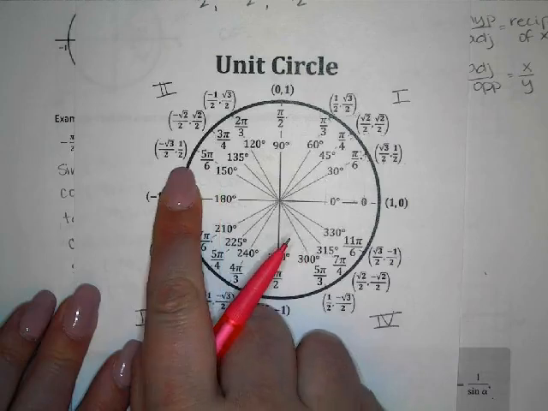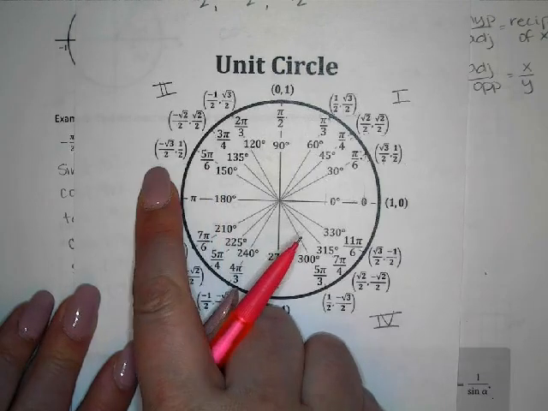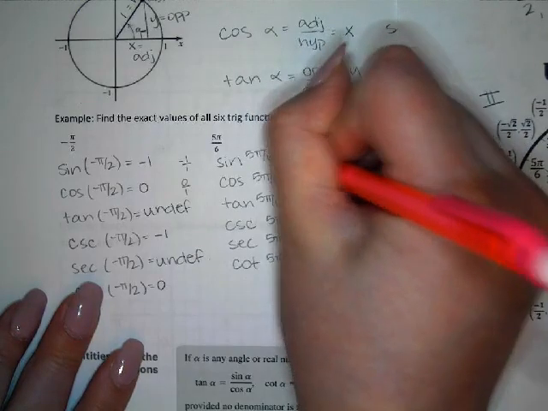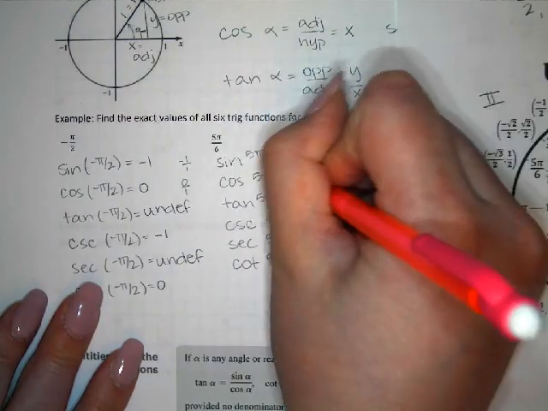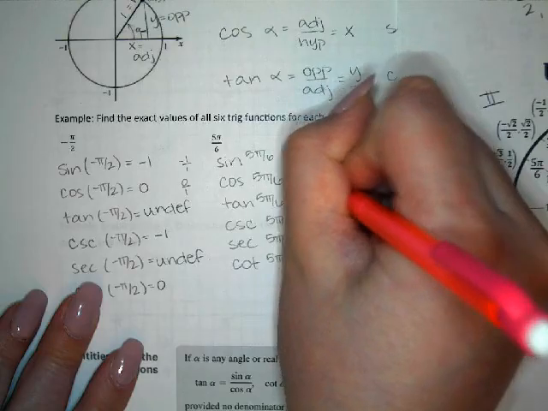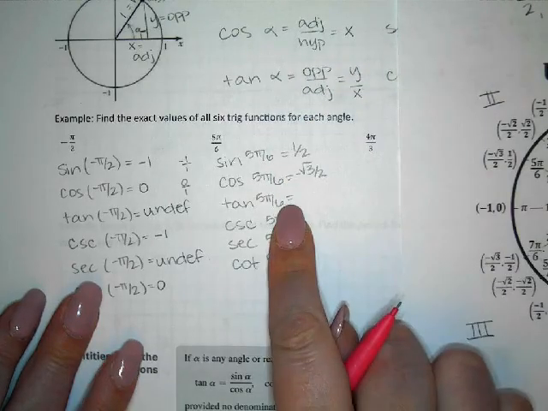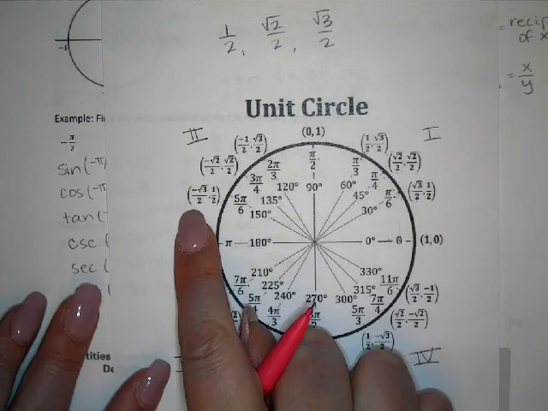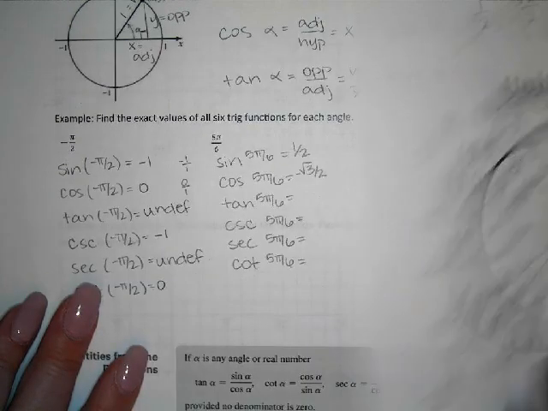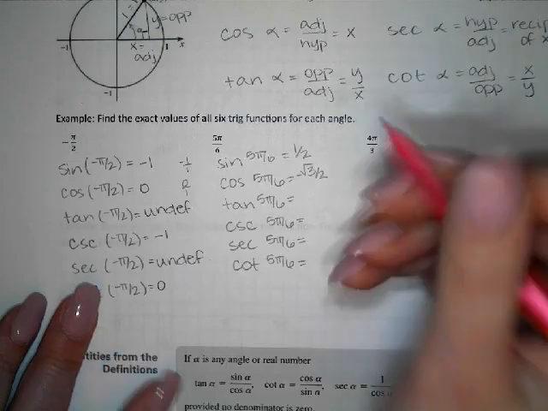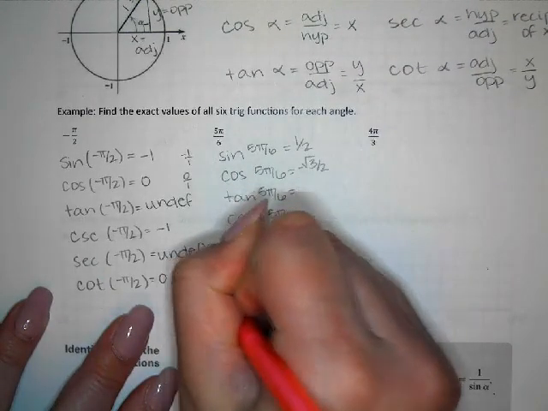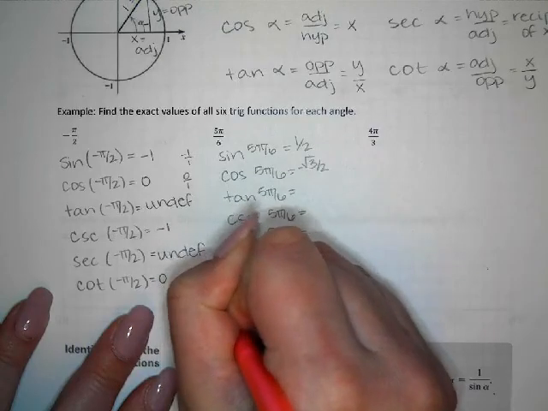Sine is the y coordinate, cos is the x coordinate. So sine is the y coordinate, cos is the x coordinate. Tan is going to take a little bit more work. Tan is the y coordinate divided by the x coordinate. So this is, I'm going to write it down here because I'm going to have to simplify it a little bit. 1/2 divided by -√3/2.